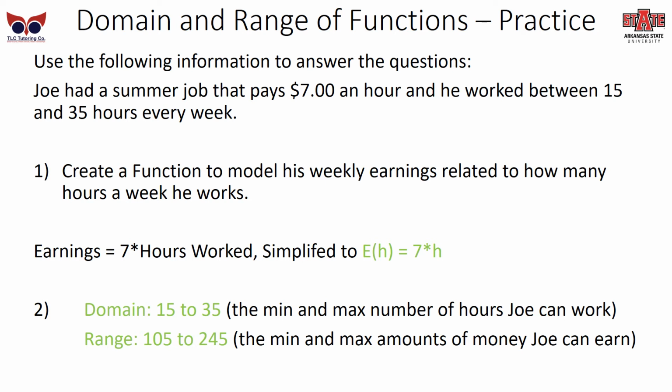Now the domain is the range of possible inputs. Well, the input is the number of hours he works. He said he works between 15 and 35. So the domain would be 15 to 35. The range would be what's the minimum amount of money he could make or the maximum amount of money he can make. If he works 15 hours, 15 times 7 is 105. If he works 35 hours, 35 times 7 is 245. So that is the minimum and maximum amounts of money that Joe could earn in a week.